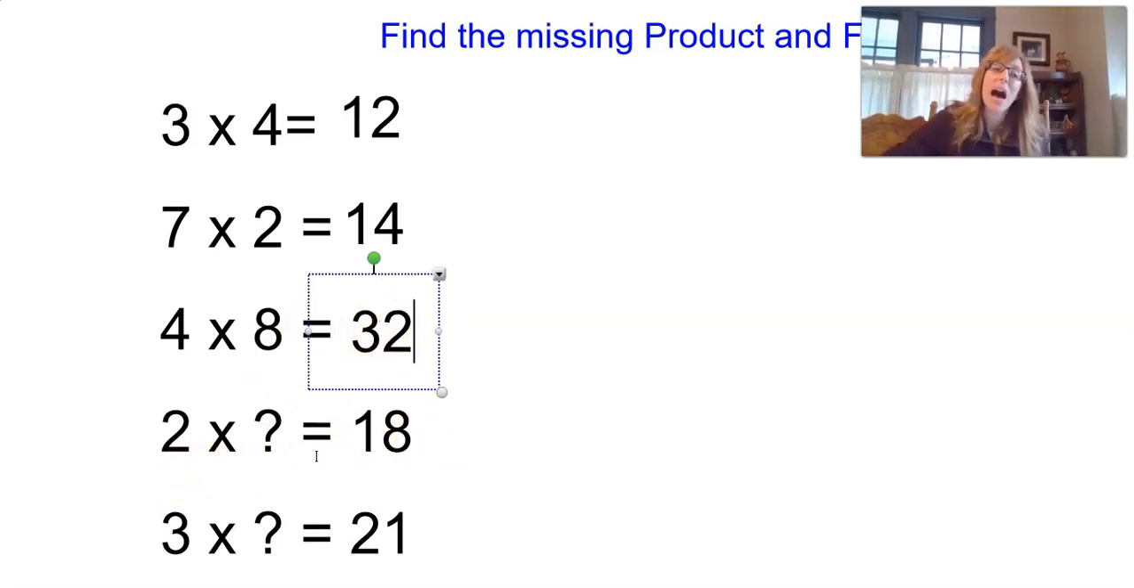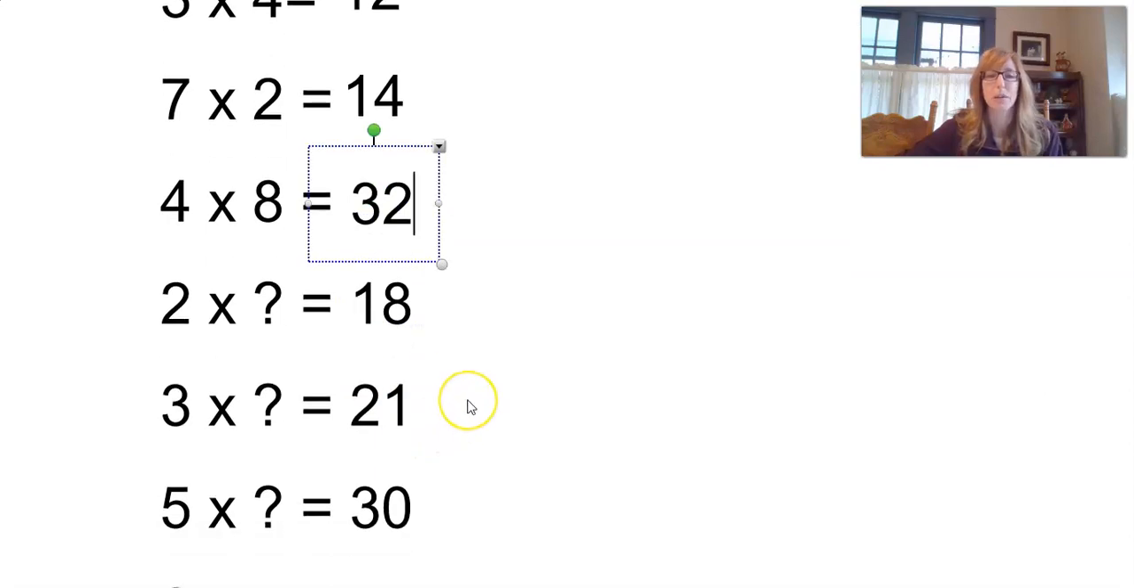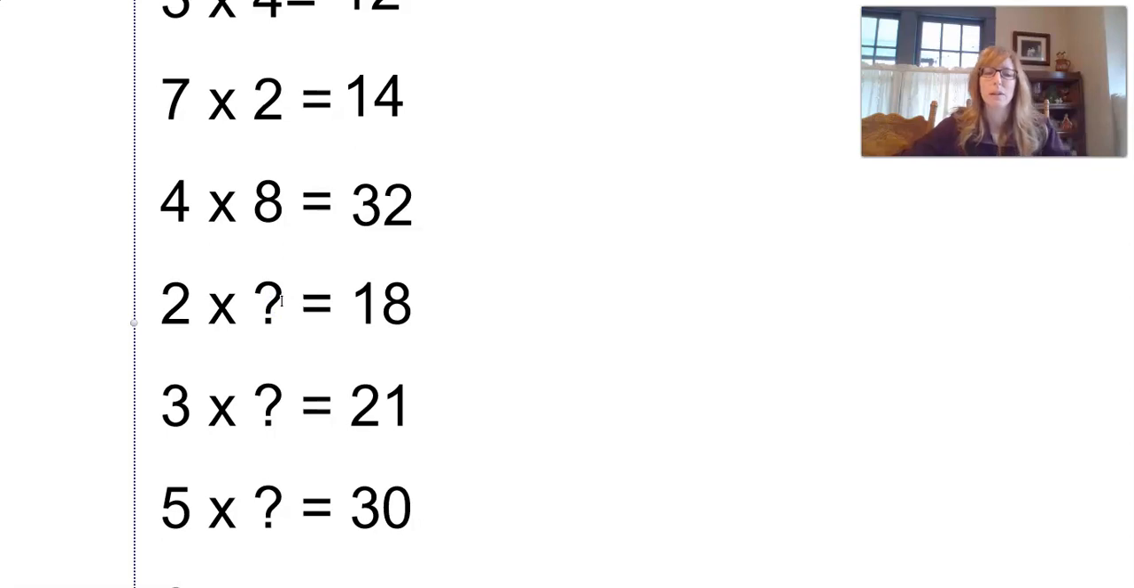And now we have a missing factor. So now we have 2 groups of something equals 18. So you have to think to yourself, if I have 2 of something and my product is 18, what would that number be? You are correct, that would be 9. If you have 3 groups of something equaling 21, you would break the 21 up into 3 equal groups, and hopefully you would come up with, you are correct, 7.